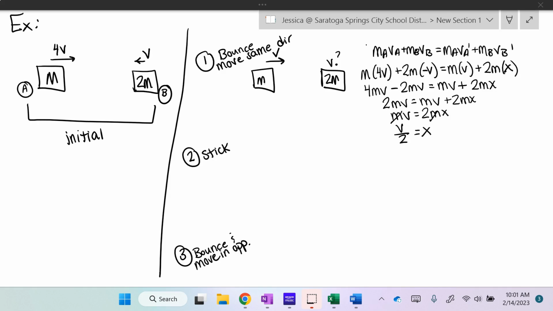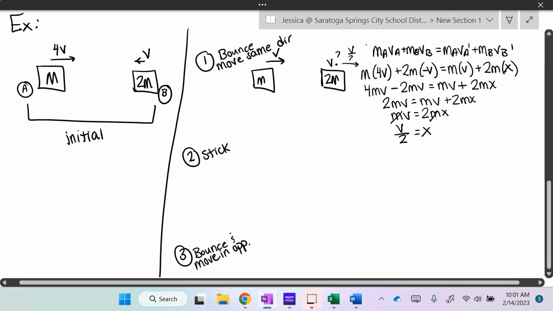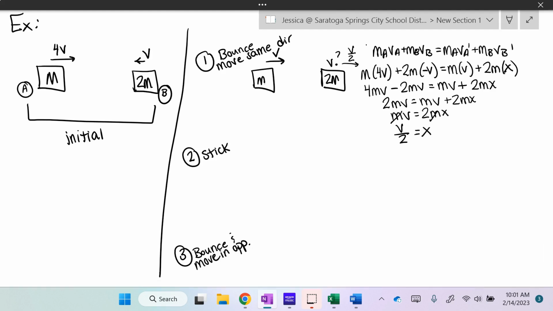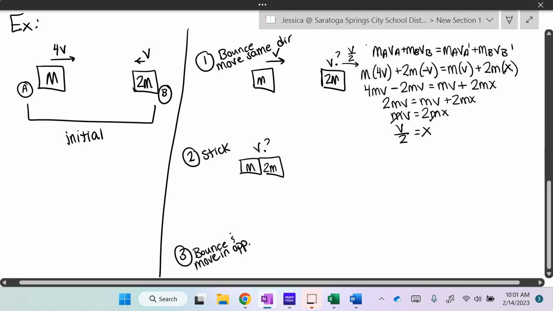So this block is moving to the right with a speed v over 2. And now, eventually, block A will run into block 2 again because it is moving faster. So it will catch up to it, but it's fine. Okay, so let's say same initial, but now they stick together. How fast are they going?